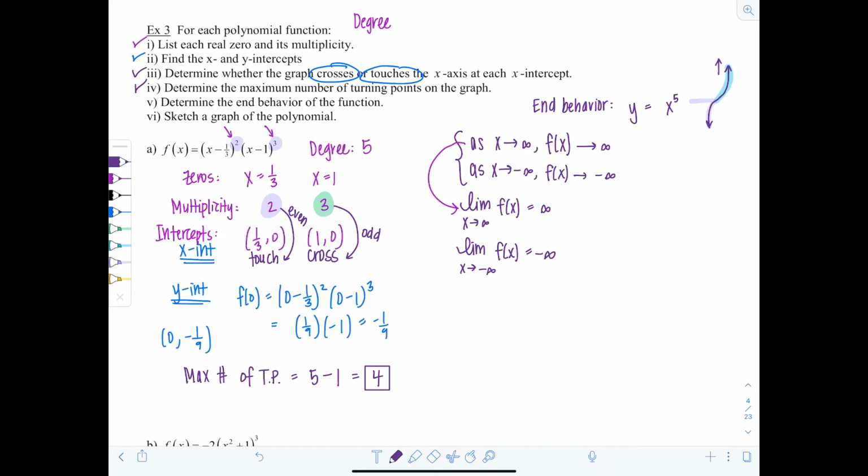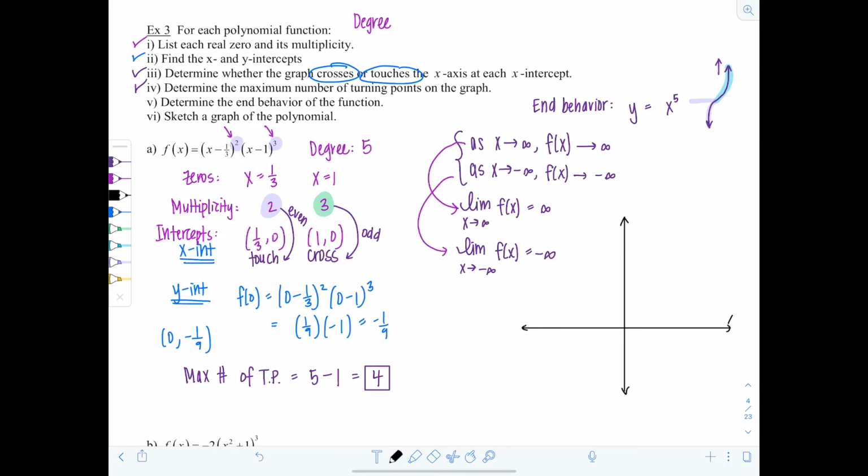Okay, good. And then now let's sketch the graph. This is the most fun part. Use the end behavior to help you. And then we have to put all the intercepts on there. So what are our intercepts? We've got 1/3, 1, and negative 1/9.